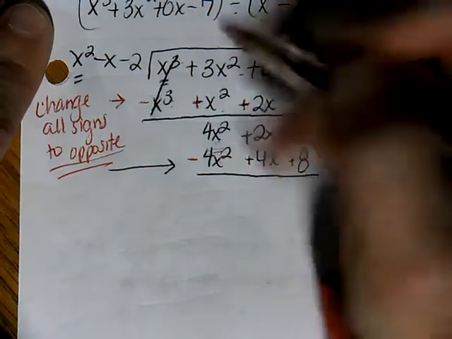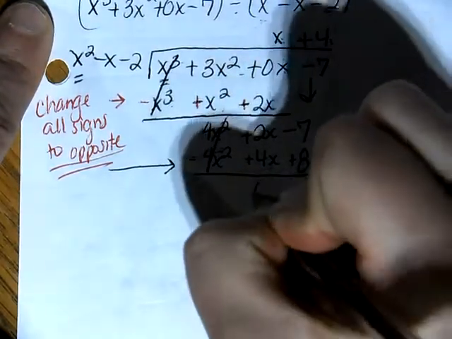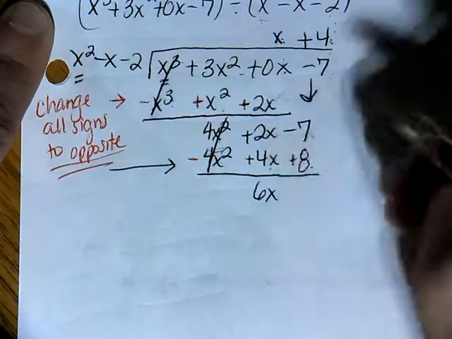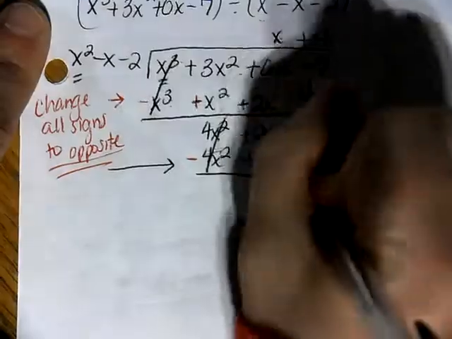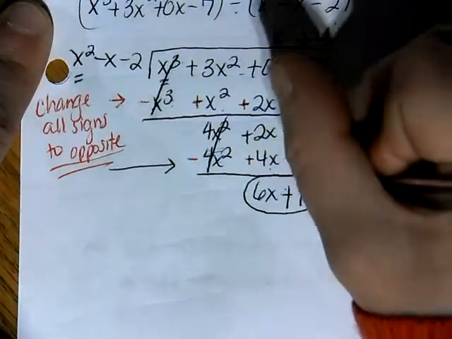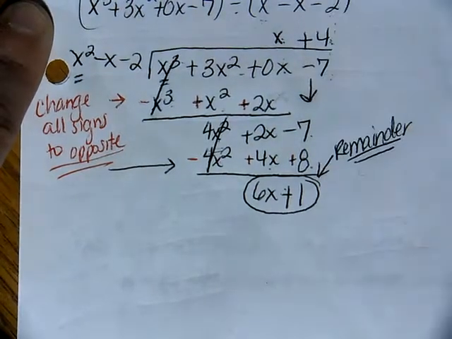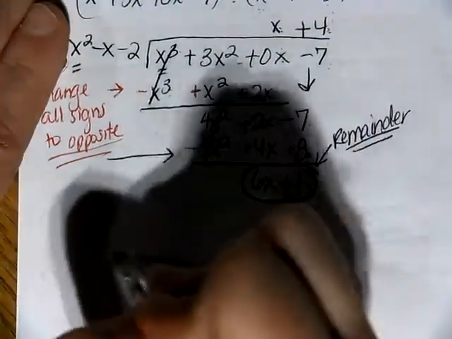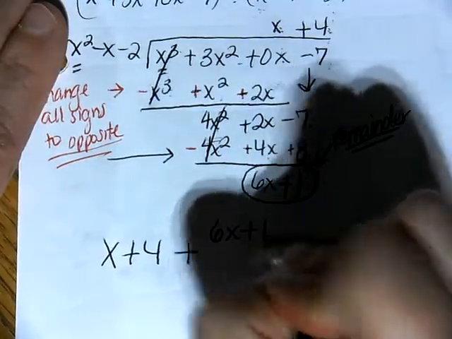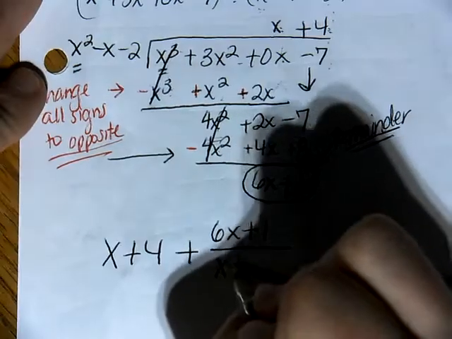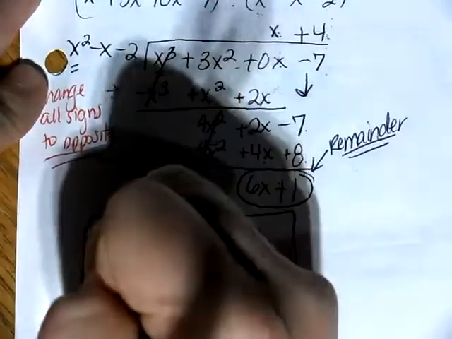4x squared minus 4x squared cancels away. This leaves me with 2x plus 4x, which is 6x, and negative 7 plus 8 is plus 1. There is nothing more to bring down, so 6x plus 1 represents my remainder. So my final answer is x plus 4 plus my remainder, which is 6x plus 1, divided by my divisor, which is x squared minus x minus 2. And that is my full answer.